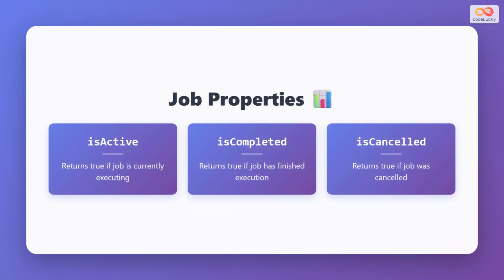The job interface provides 3 essential properties to check its current state. The first property is isActive, which returns true if the job is currently executing. This tells you whether your coroutine is actively doing work right now. The second property is isCompleted, which returns true if the job has finished execution, whether successfully or through cancellation. And the third property is isCancelled, which specifically returns true if the job was canceled. These 3 properties are incredibly useful for monitoring and making decisions based on your coroutine's current state.